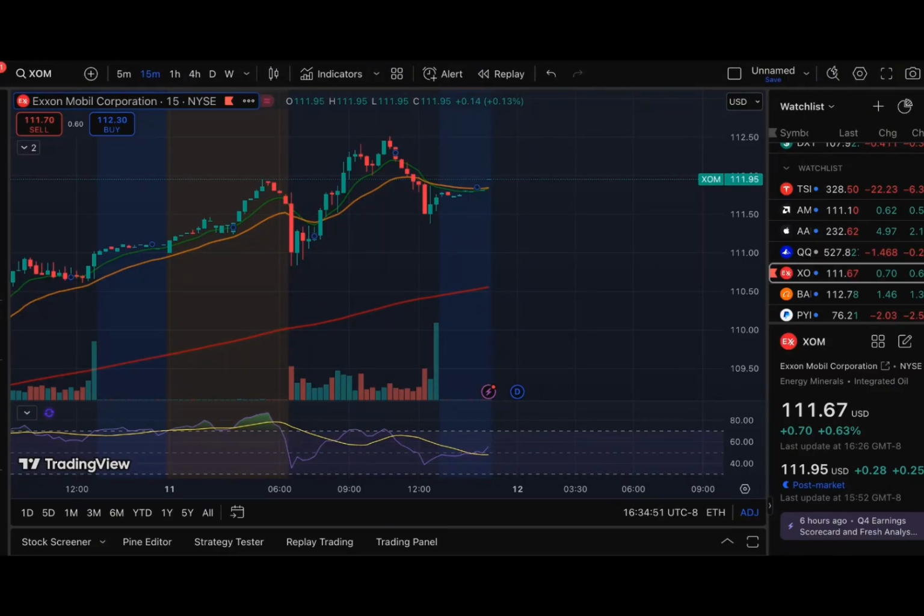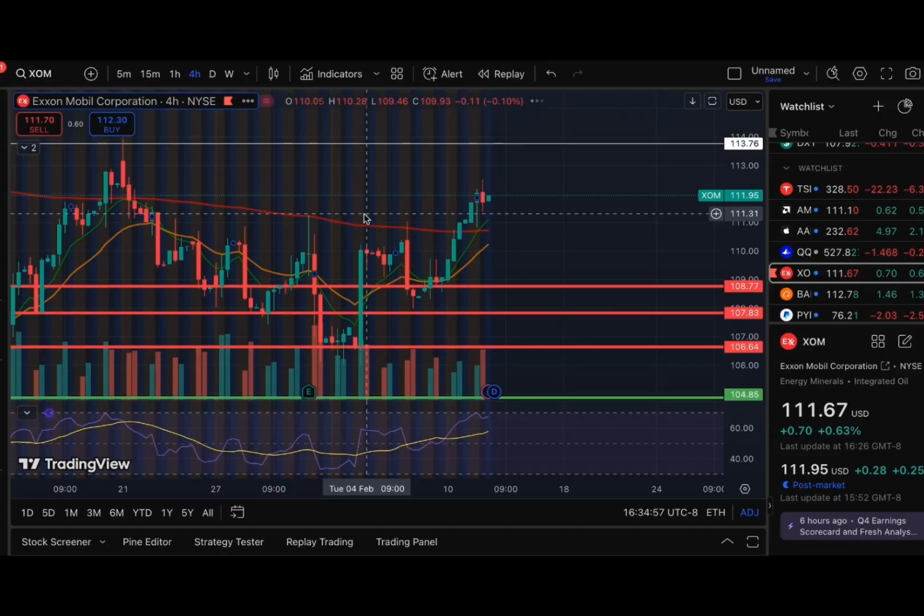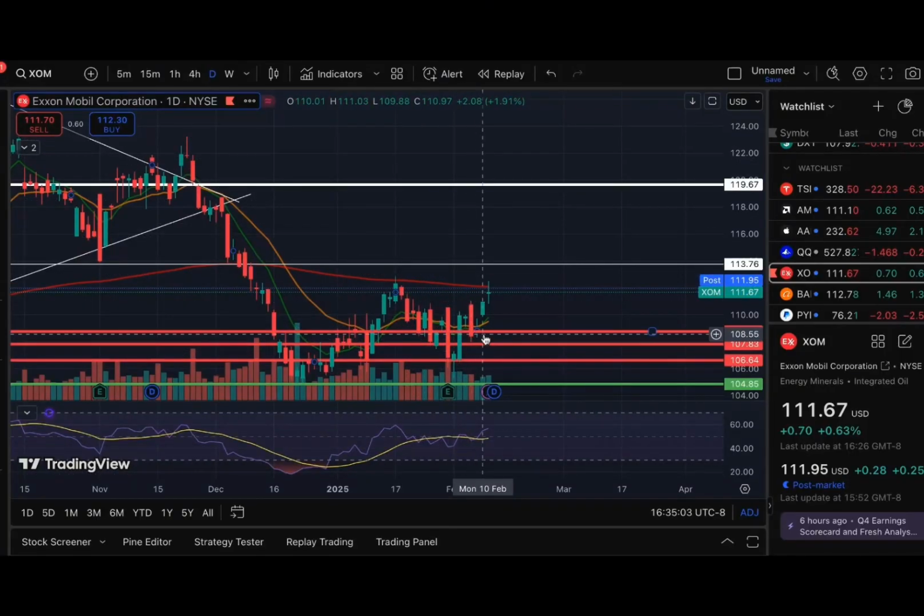If I was looking at XOM again for that swing trade, 4 hour just looks good to me, wick off the moving averages. Daily just looks good to me, break above the moving averages. Then you look for signs on the 4 hour. You look for signs. Okay.